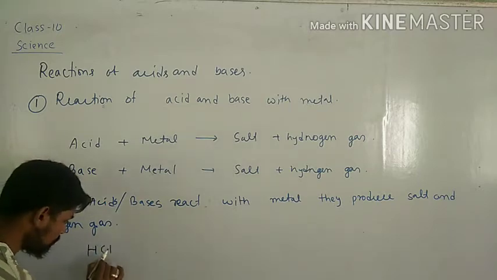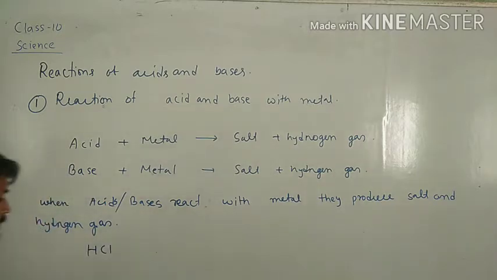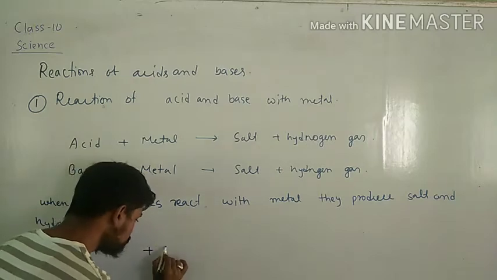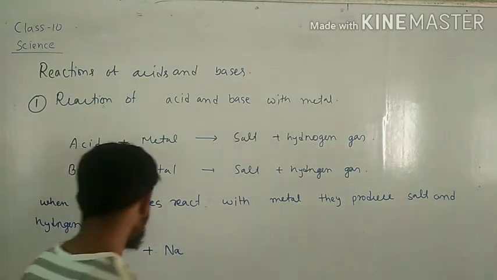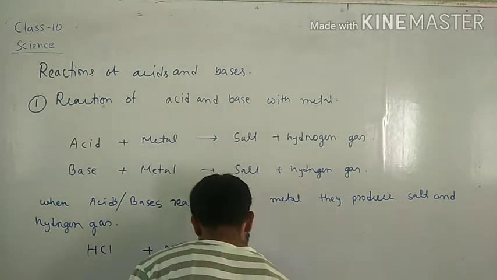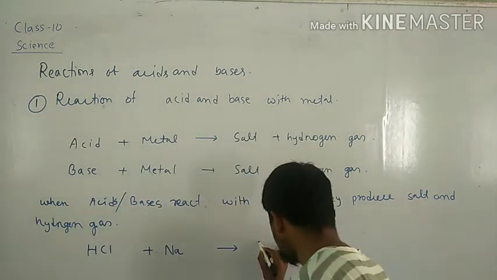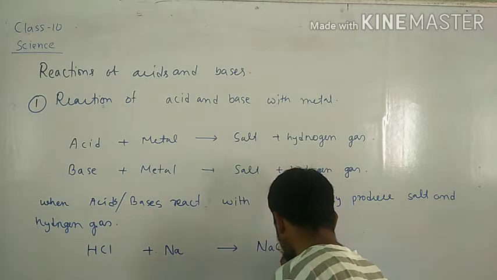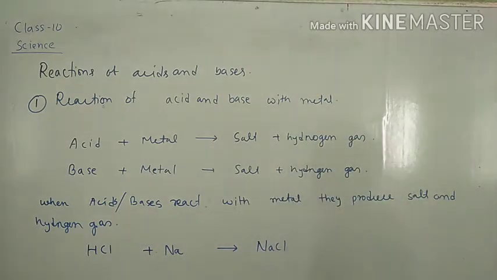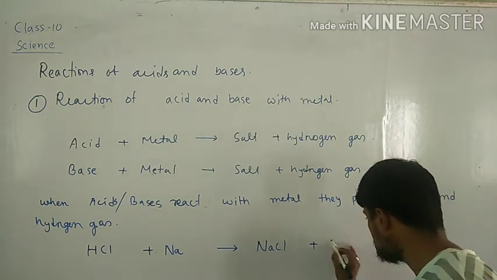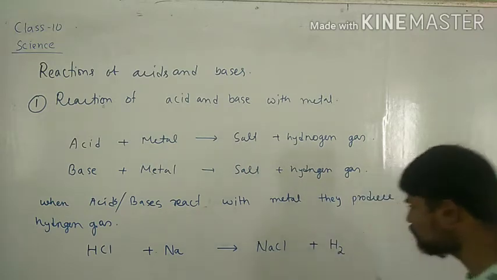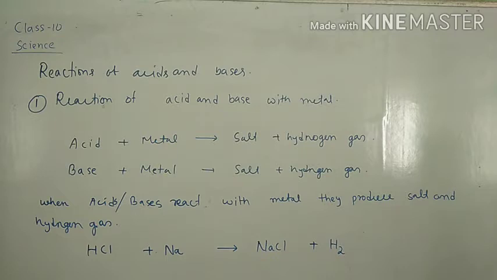HCl is an example of acid. When HCl reacts with a metal, suppose sodium, then it produces sodium chloride. The salt, here the salt is sodium chloride, and hydrogen gas. The symbol of hydrogen gas is H2. Now see, the reaction is not balanced.